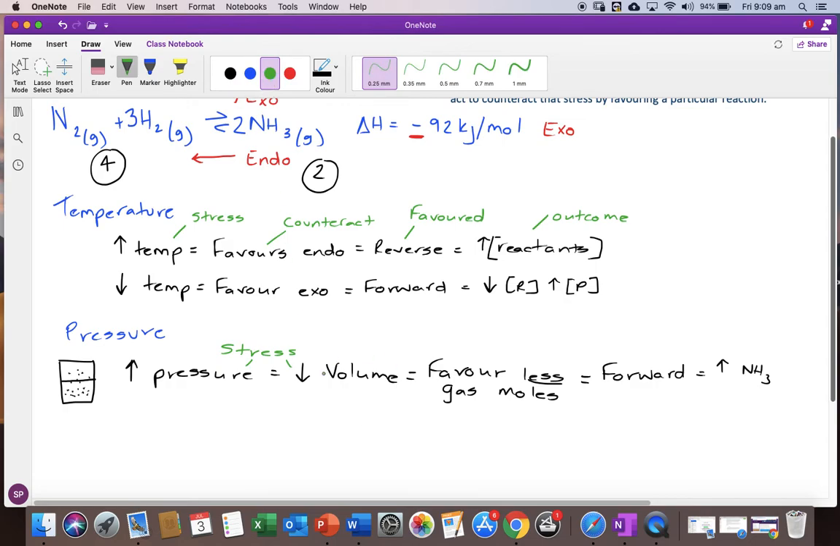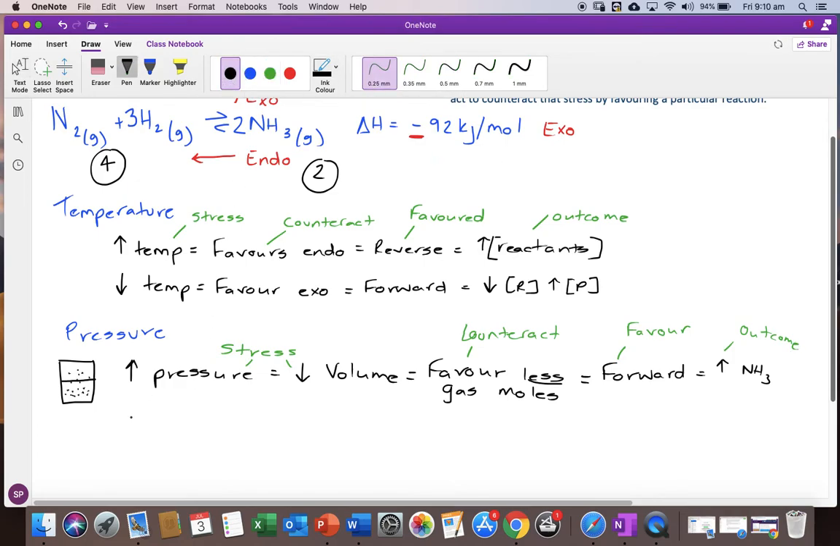Okay, so if the stress is an increase in pressure or a decrease in volume, how we counteract that stress is by favouring less gas molecules. In this case, we're favouring the forward reaction, and our outcome is an increase in ammonia.